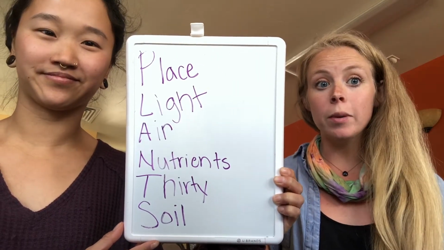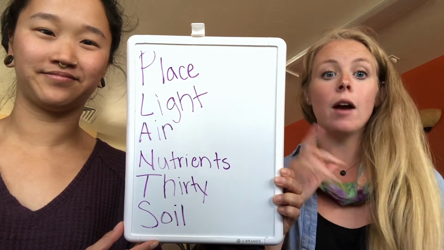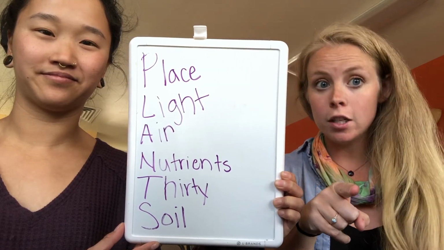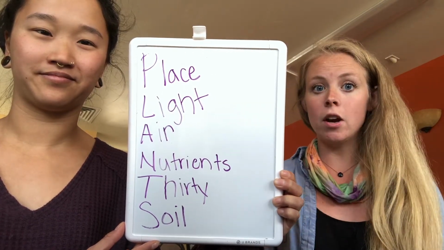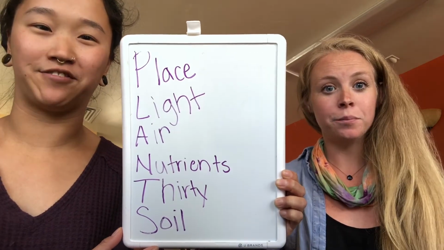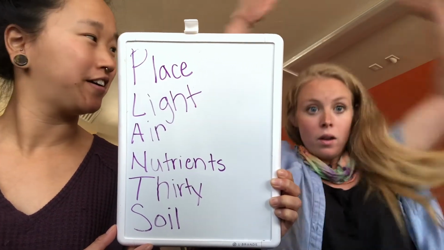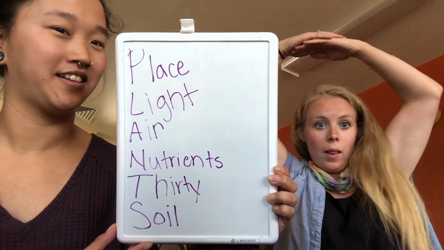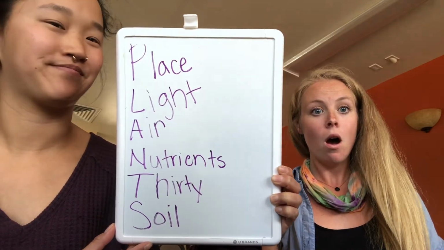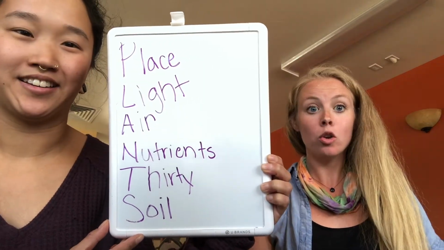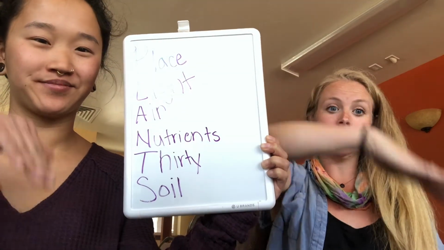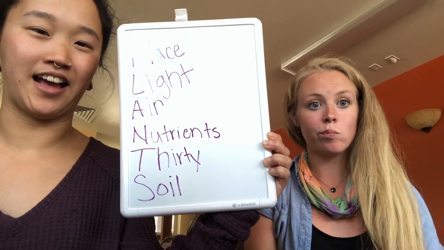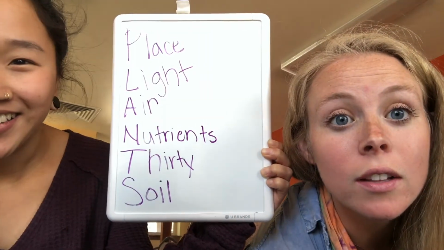Good job, guys. Okay, so we are gonna do a little bit of a review. Sarah's gonna call out the letter. I want you to tell me what the letter stands for in our plant needs and do the hand motion with me. So, are you ready, Sarah? I am. Here we go. Our first letter is P. Place. L. Light. A. Air. N. Nutrient. T. Thirsty. That means your plants need water. Our last one, S. Soil.